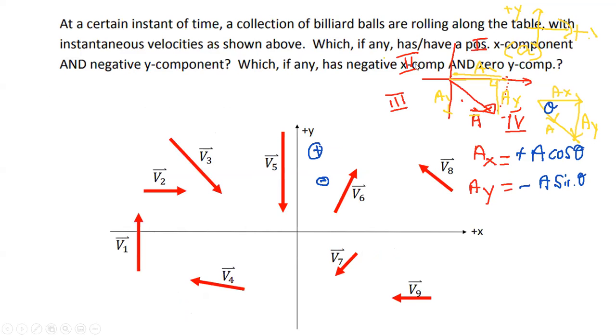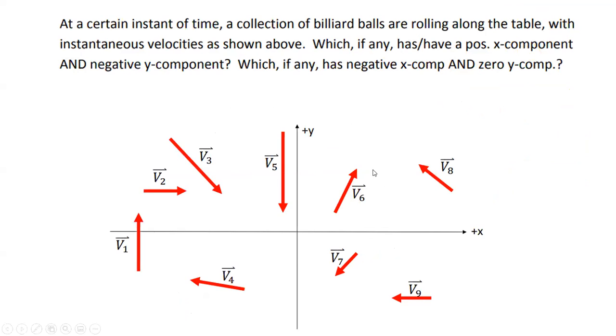This is a good example to check whether you understood, because it's asking me to look at only what is the x component and what is the y component. So let's look at a couple of diagrams here. Where is my V1? It's asking which are positive, negative, and zero. If I look at V1, what is the x component and y component?